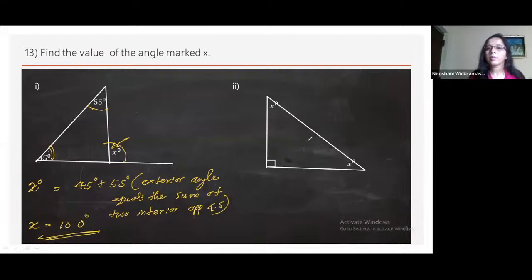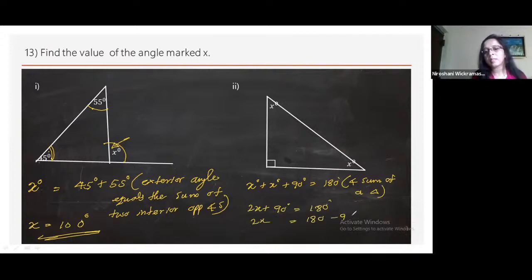Then what about this? Angle sum of a triangle is 180. Then x plus x plus 90 equals 180, angle sum of a triangle. Then you can write here 2x plus 90 equals 180. 2x equals 180 minus 90. 2x equals 90, divided by 2, x is 45.